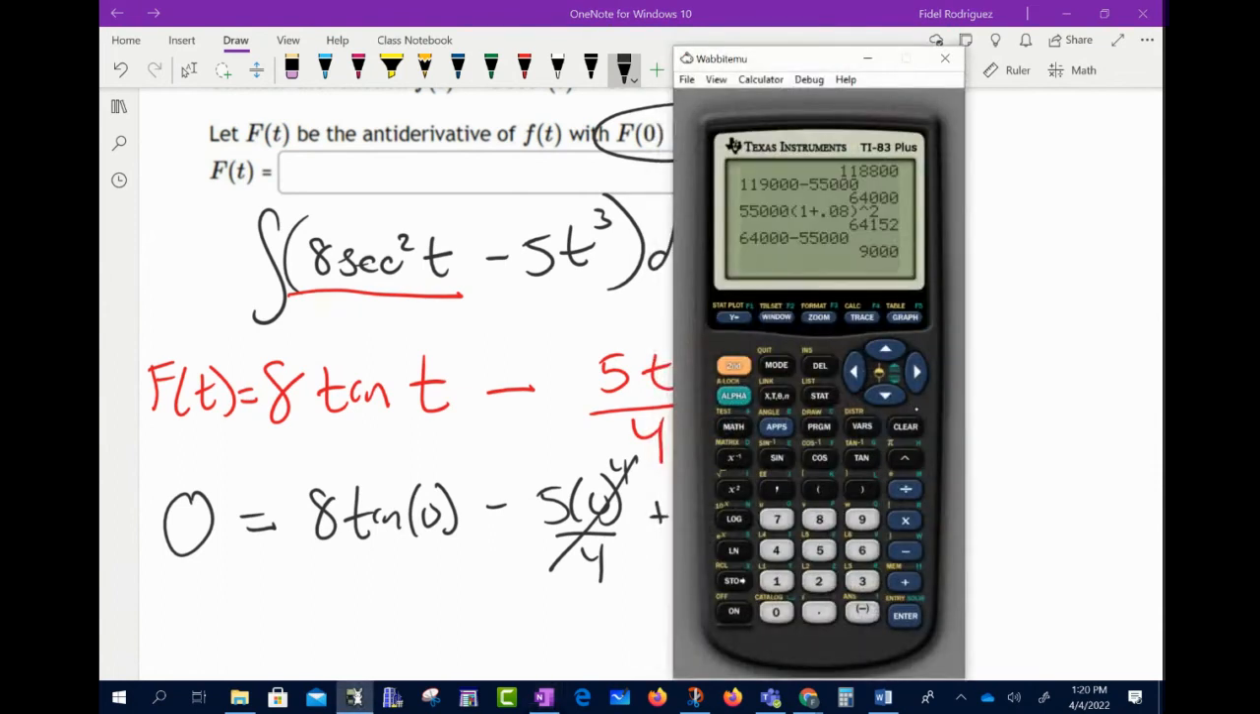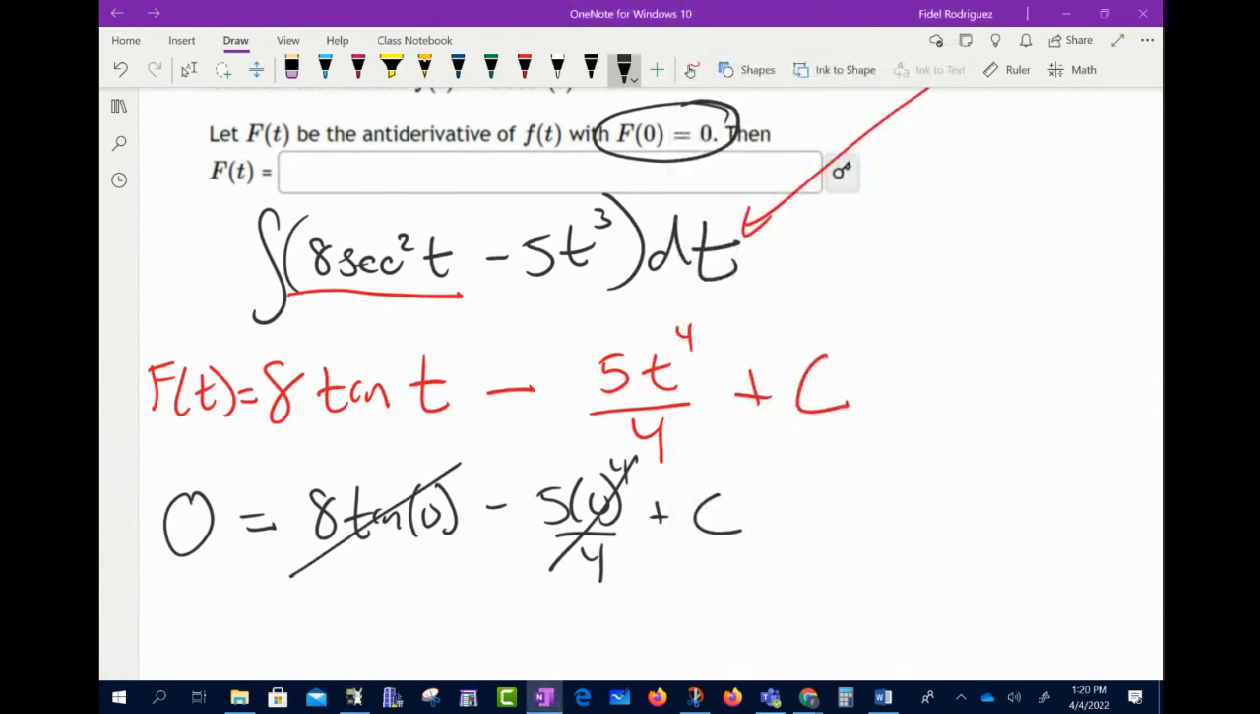Do I know the value of tangent of 0? Okay, let's see. I'm in radians where I need to be. What's the tangent of 0? Tangent of 0 is still 0. So this piece is going to go away as well. If that piece goes away and this piece goes away, then what's the value of c?